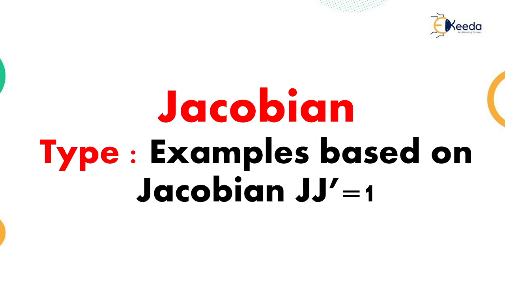In this session, we will discuss examples on Jacobian, that is the form J into J dash is equal to 1. So what is the J and what is the J dash? J dash is the reciprocal of J, which means J into J dash gives the result 1. So let me start in this session the examples based on J into J dash is equal to 1.